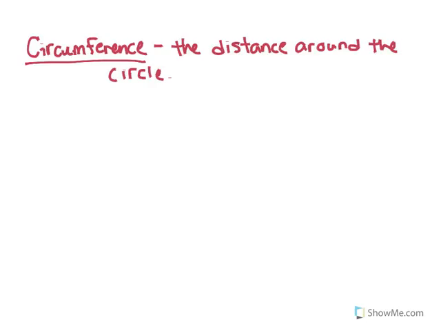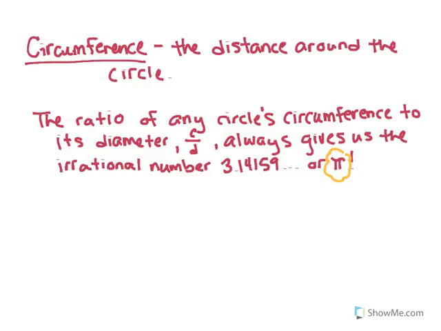And our last topic that we're going to talk about is circumference. And circumference is just the distance around a circle. And what's important to note is that the ratio of any circle's circumference to its diameter, or if you take its circumference and divide it by the diameter, will always give you the irrational number 3.14159, etc., which we call pi. So this happens on any circle, and that's why pi is such a big, important number, is because it works with every single circle that you can possibly think of.